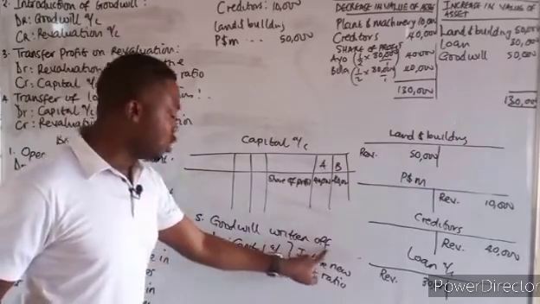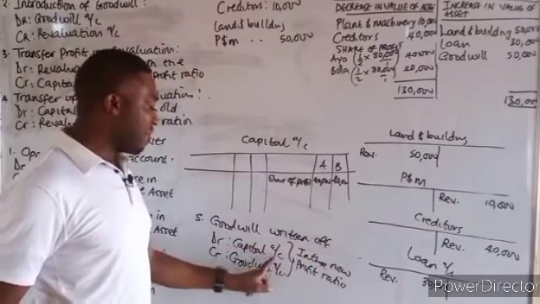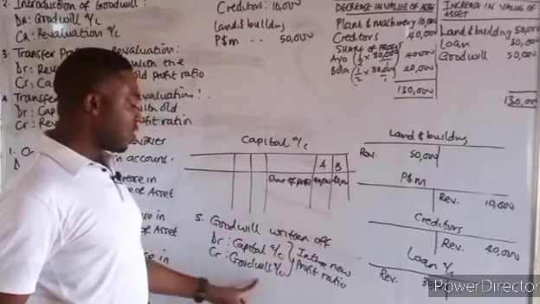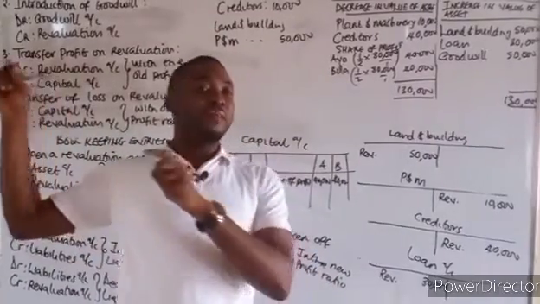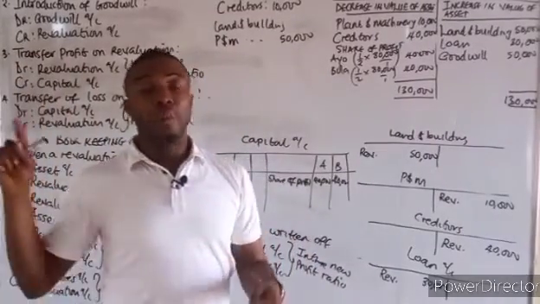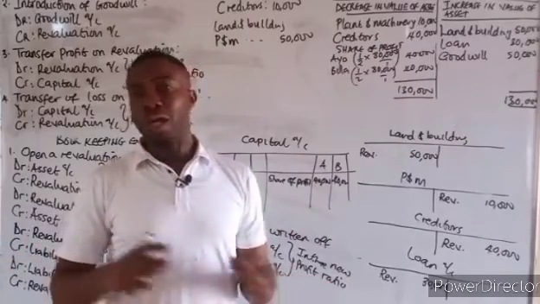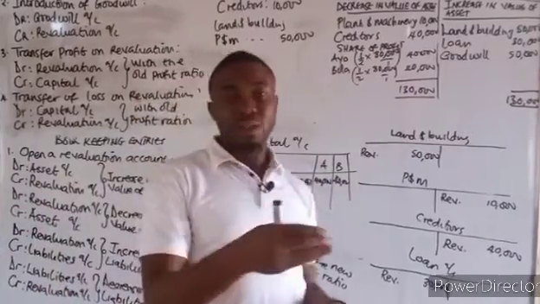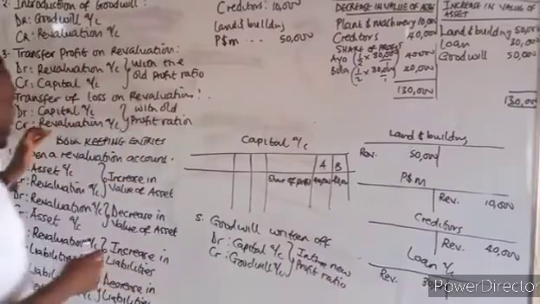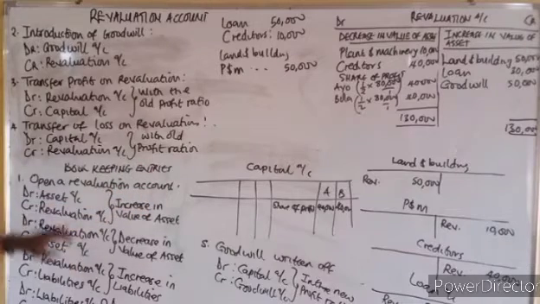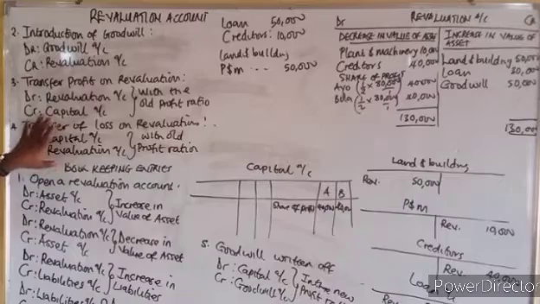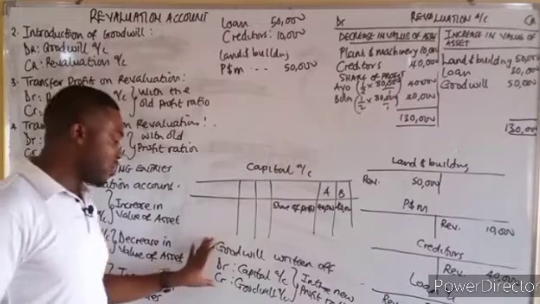When goodwill is being written off, we said we debit the capital account and we credit the goodwill account in their new profit ratio, that is the ratio that involves the new partner. So these are the accounting entries that are needed. Please go through them. That's how you open a revaluation account. You do this if goodwill is introduced, this if there is profit, this if there is loss, and also when you're writing off goodwill.